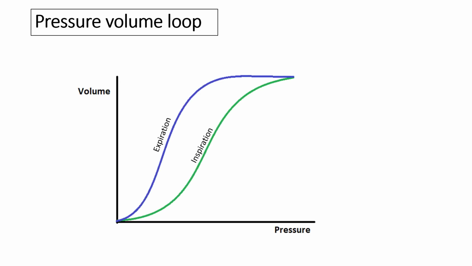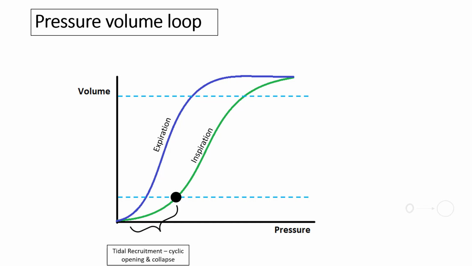In this example, we'll just take one alveolus and understand that in a normal lung or ARDS lung, there are various types of alveoli with different PV loops. We are just talking about one at this point in time. As you increase the pressure, the volume does not change significantly in the first portion of your pressure volume loop. When you reach a point called the lower inflection point, you have recruited that alveolus. The first portion of the PV loop represents the tidal recruitment, which is cyclic opening and collapse, and this is the one we just talked about as the cause of atelectrauma.